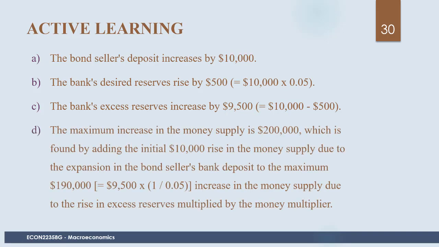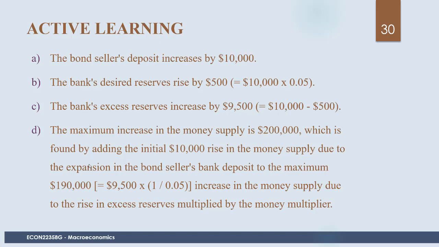And in D, it's asking, what is the maximum increase in the money supply? So if it's all lent out, the maximum increase would be $200,000. And that's found by adding the initial $10,000 rise in the money supply due to the expansion in the bond seller's bank deposit to the maximum $190,000 increase in the money supply due to the rise in excess reserves multiplied by the money multiplier.